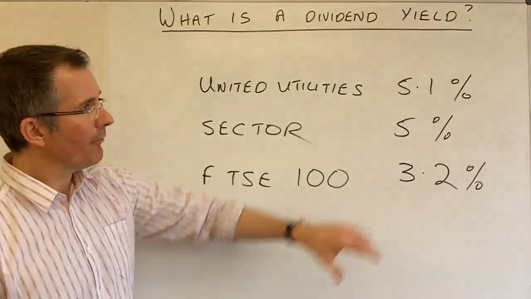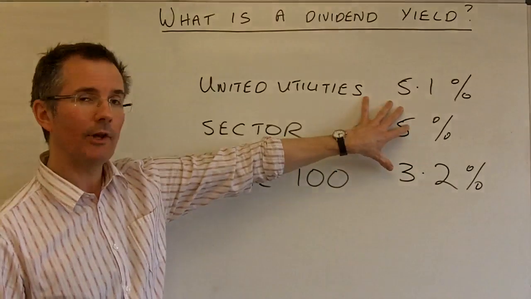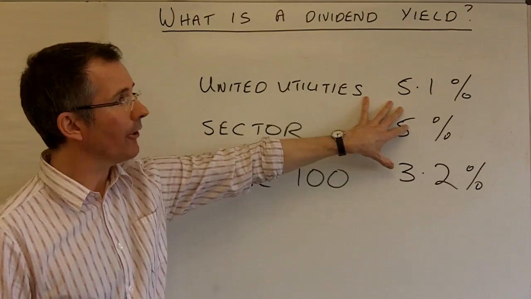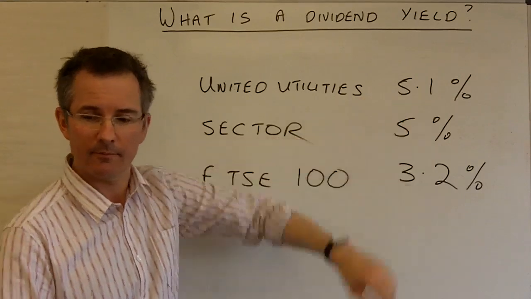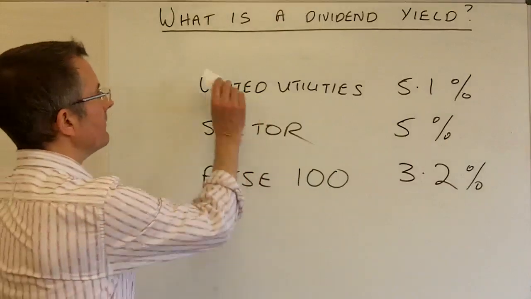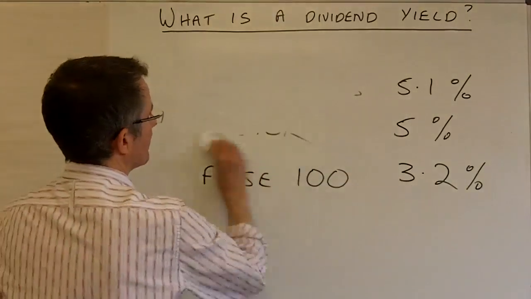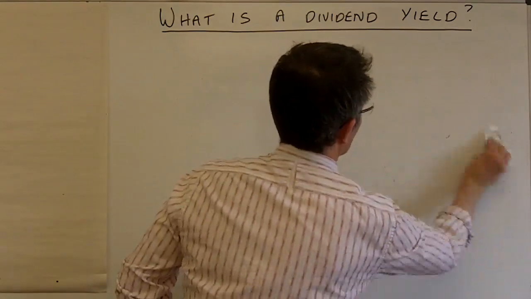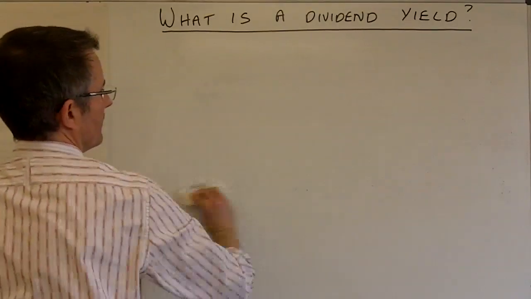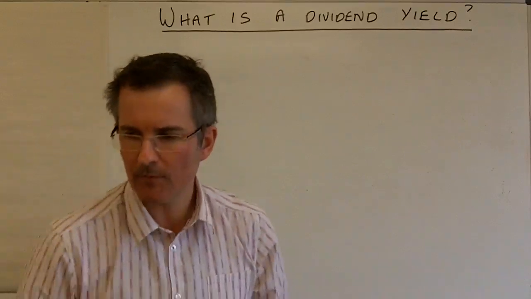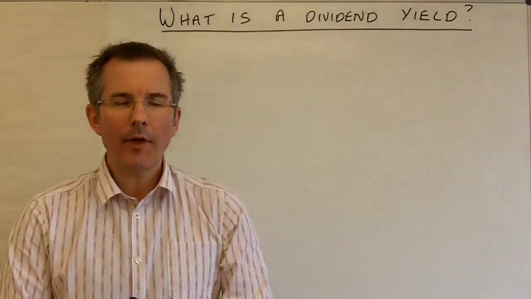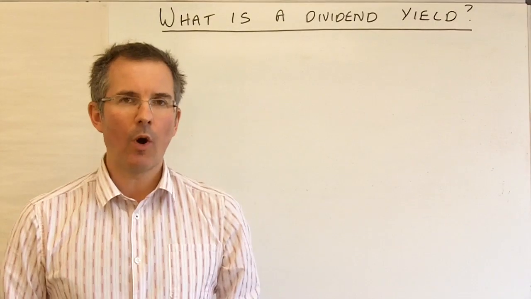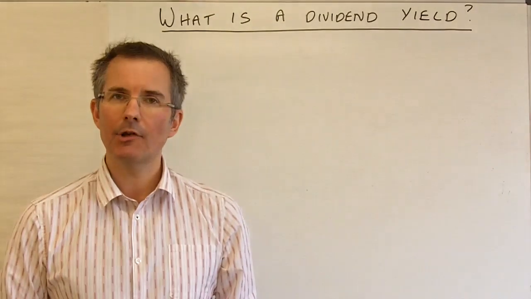Okay, before I jump in and buy United Utilities for an annual return of 5.1% on my money, I also need to consider some key risks. One of the things I need to ask myself before jumping in and buying a high yield company is, why is its yield higher than the average?